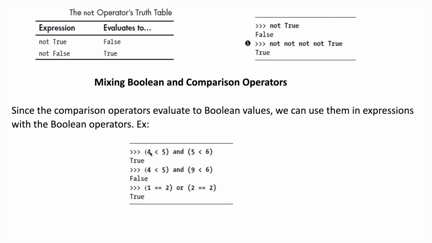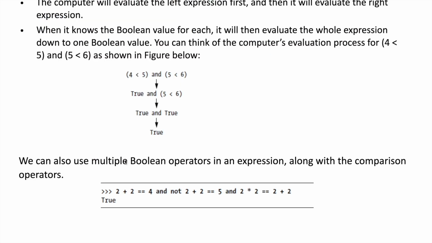And 4 less than 5, what is that? True. 5 less than 6, true. True and true is what? You have studied the truth table. If both the values are true, the output is also true. So the output is true. So in this way, I can mix the Boolean and comparison operators.